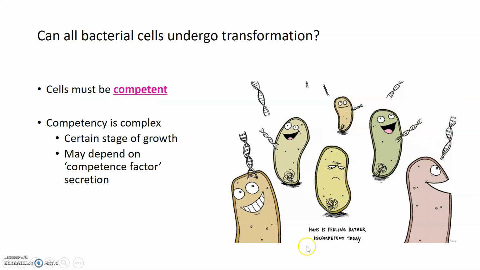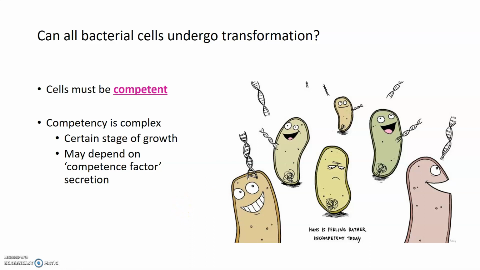Not all cells can undergo the process of transformation. As you can see here, this guy in the middle is feeling a little bit incompetent because he's unable to take up any of these free-floating DNA molecules. In order to take up free DNA from the environment, a cell has to be what's known as competent. Competent really just means able to take up DNA.